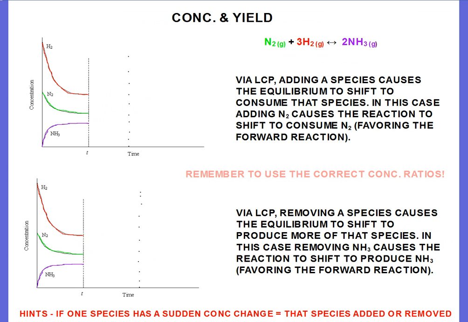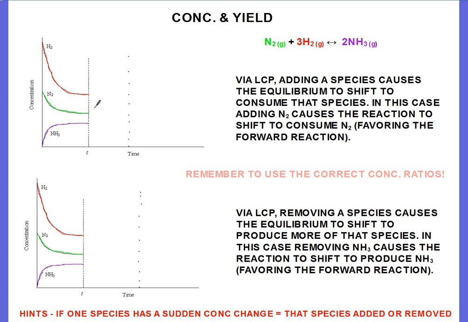Now, via Le Chatelier's principle, if we add a species, it'll cause the equilibrium to shift to consume that species. So in this case, if we're adding nitrogen, it'll cause the reaction to shift to the right to consume that nitrogen and make more ammonia. But how do you know? How would you indicate in the diagram, or how would you know that nitrogen's been added? Well, if you see a sudden spike in one species only, that means that species has been added.